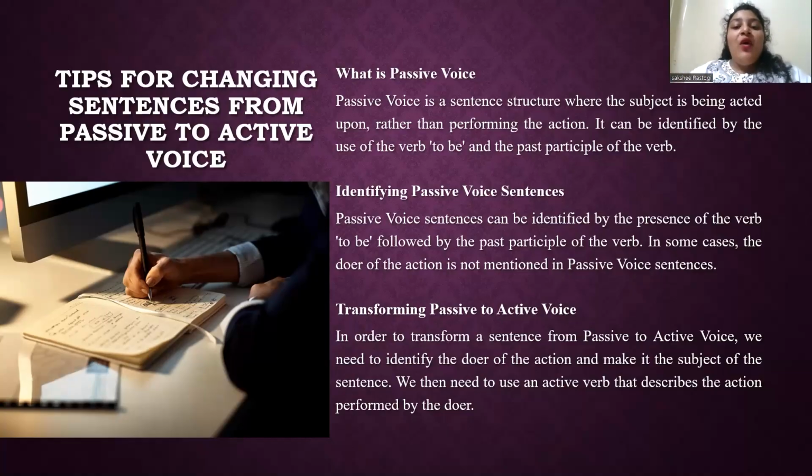Remember, passive voice can be useful for emphasizing the action's recipients or creating a specific tone, but it's essential to balance passive and active voice in your writing to maintain clarity and engagement.